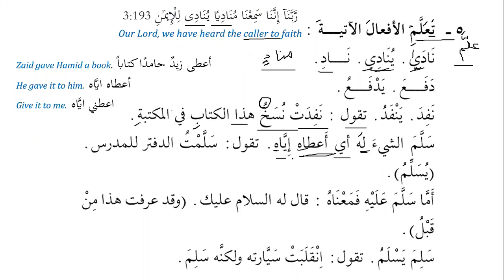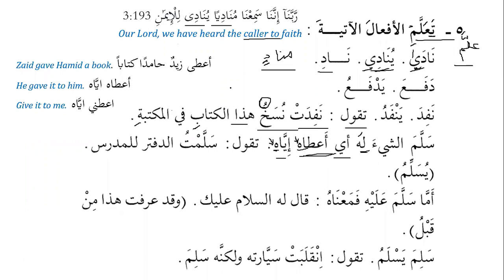However, this is always used as object dhamir, in the place of the object. So we know that the kalima a'ta requires maf'ulain. So maf'ul al-awwal is who, and maf'ul al-thani is also who. So that's why we have to bring in iyahu. That means a'tahu iyahu, he gave it to him.